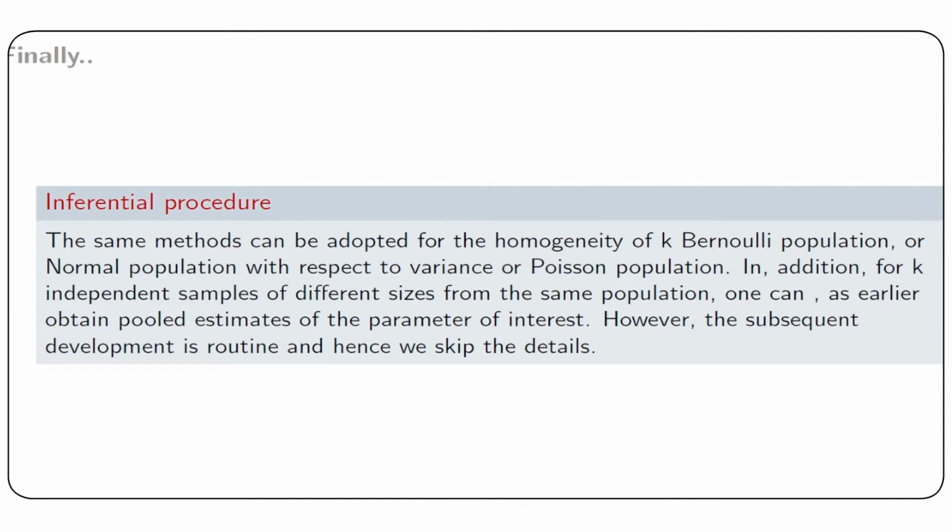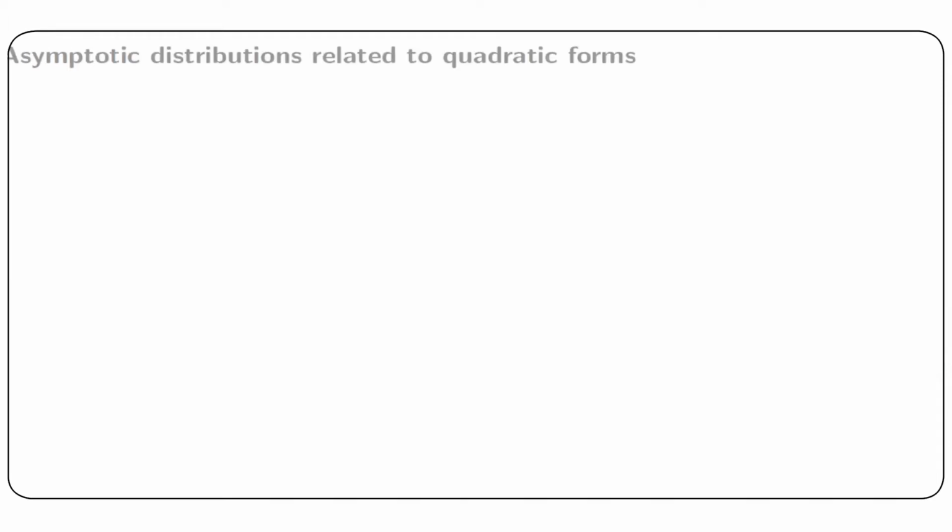Next, we pass on to our next topic, which is on asymptotic distributions related to quadratic forms. So far we have discussed asymptotic distributions of some linear functions or some g function of these, but we have not used asymptotic techniques related to quadratic forms. So in this module we start with finding the asymptotic distribution considering some random quadratic forms.